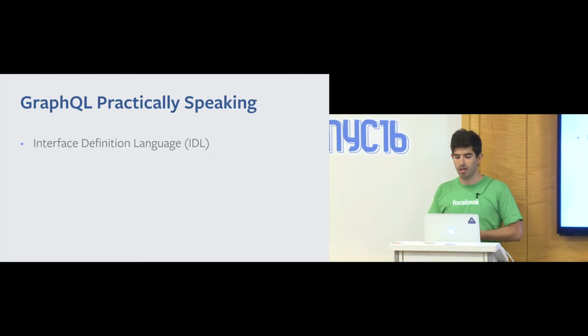It's not the first one. I think JSON, you even can consider, has an IDL of its own, but GraphQL is one. It's language agnostic. It doesn't matter what your server is. It doesn't matter what your client is. GraphQL is the middle language that they both know how to speak.